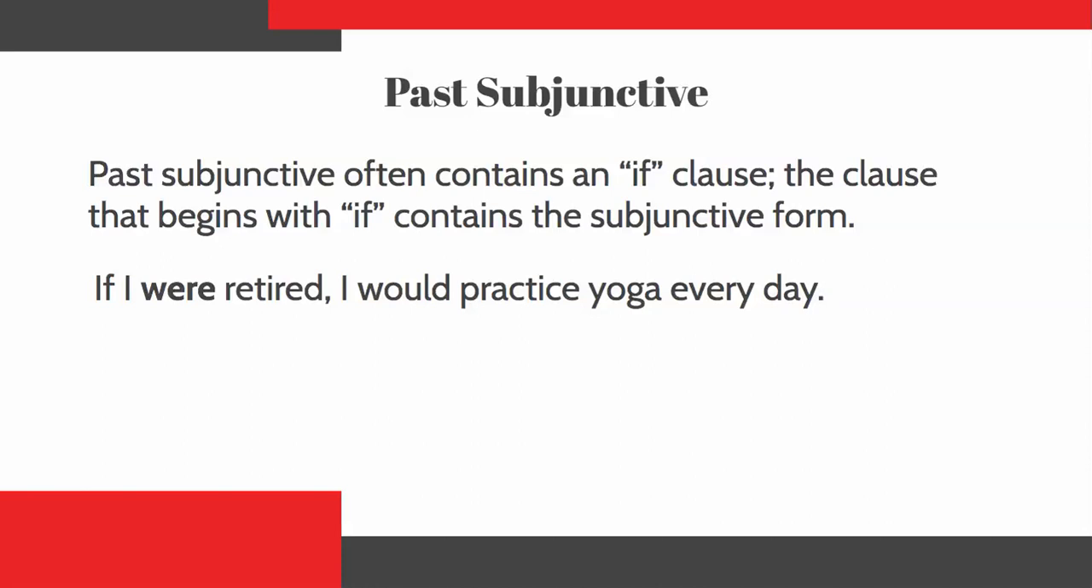Notice how it doesn't say, I was retired, right? And this is often where students will think there's a subject-verb agreement error. They'll say, well, shouldn't it say I was retired? But what they're not picking up on is the fact that we actually are using the subjunctive form, so it is correct to say I were.